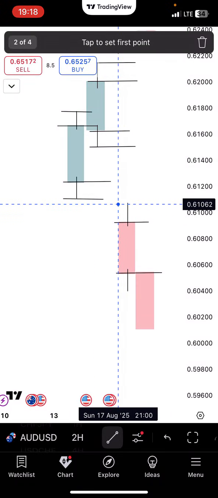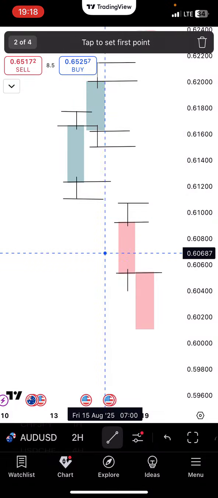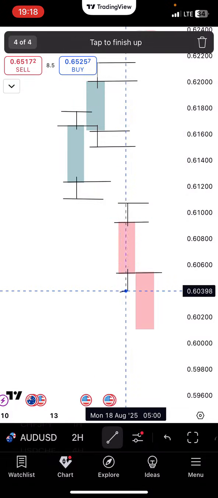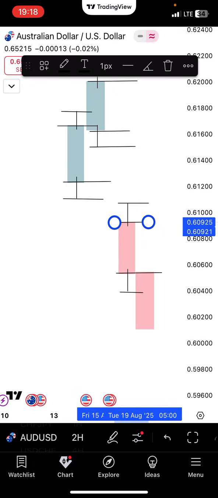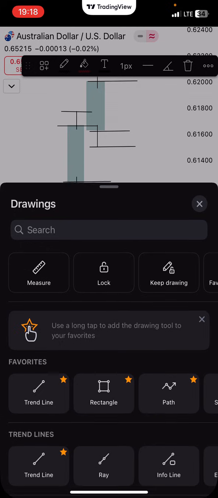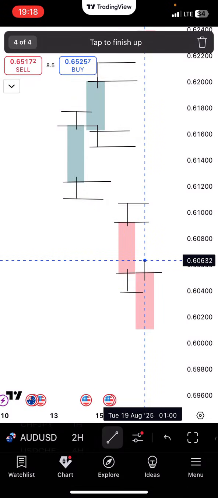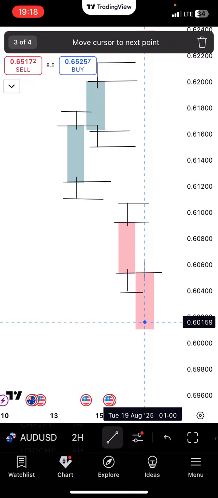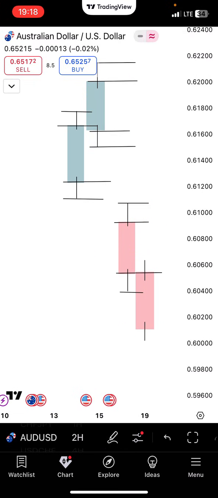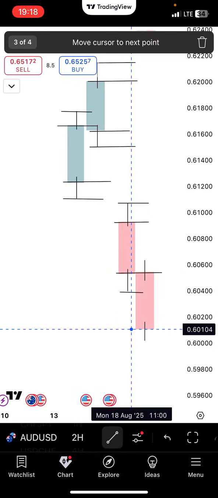This place is also the high and low, the way I explained it before. So here is the close, and here is the open. Now for the other one, another wick again. Then another wick here. Then this place is the close of the candle.